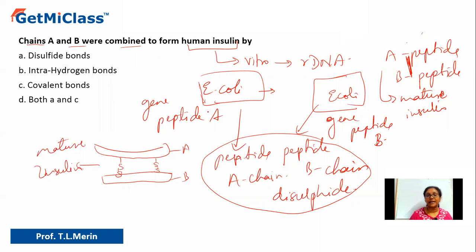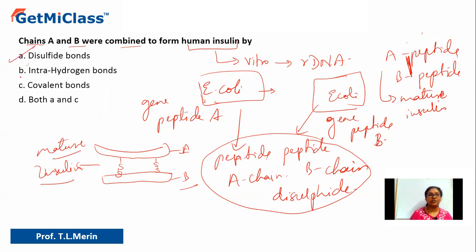They introduce the individual genes, for A peptide separately and for B peptide separately, into different groups of cells, and they will give rise to the A peptide chain and B peptide chain. And in the lab, they will introduce disulfide bonds so as to combine both the chains. And now what you get is mature insulin, that is humulin. Option A says disulfide bond. Yes, that is absolutely right.